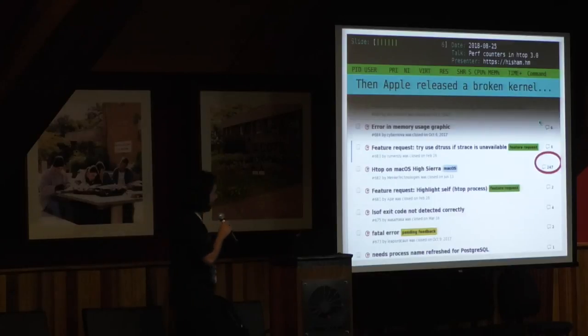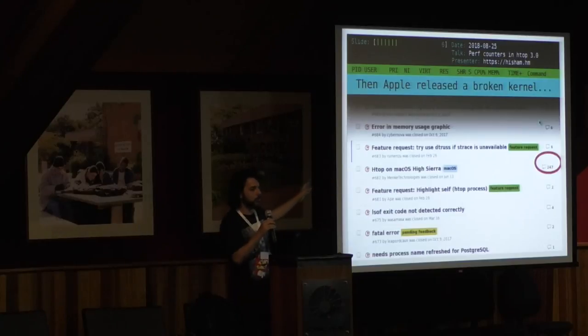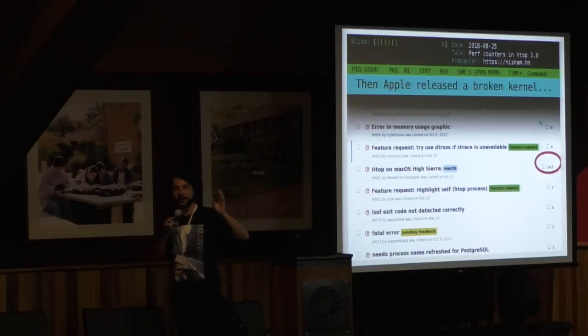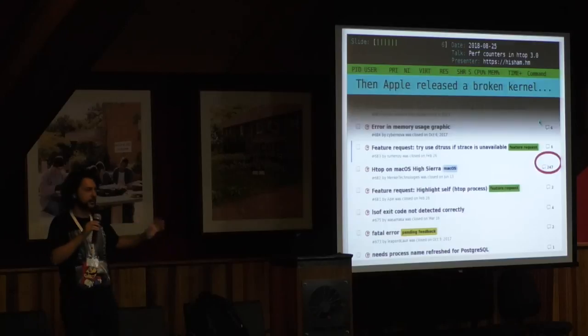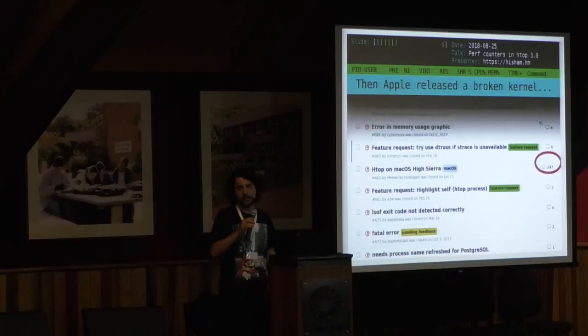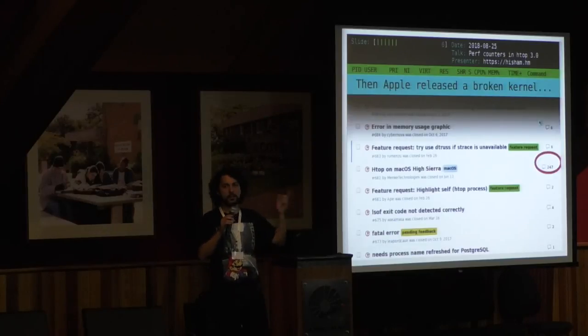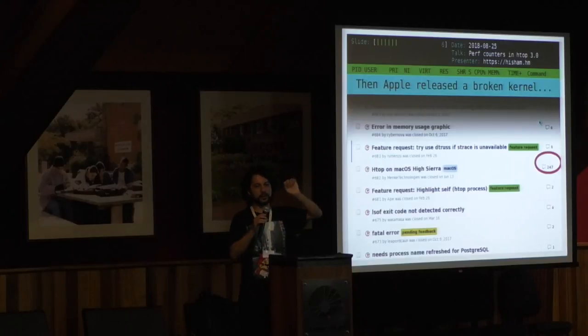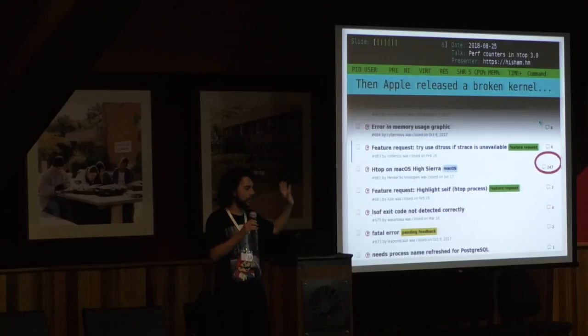And when that happened, I had 247 messages in one bug report on my GitHub, something that had never happened in over 10 years of development. Then you realize that users are going crazy with that. Eventually Apple fixed that, and also a Mac user sent a version check that checked for that specific buggy version and just tried not to read the thread info.